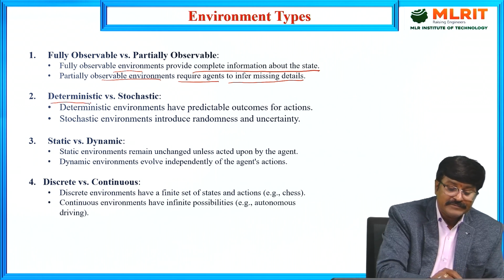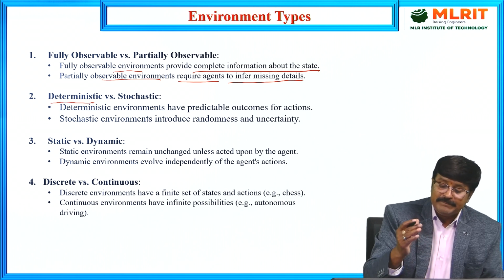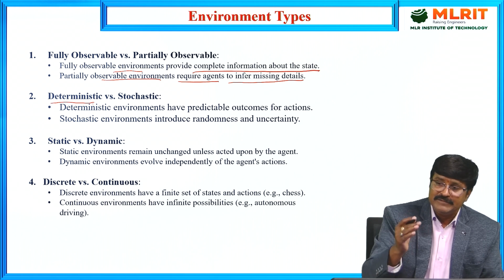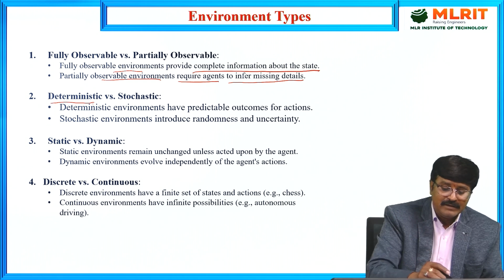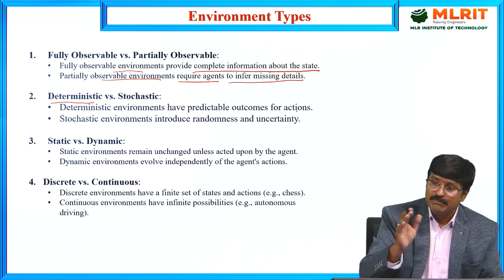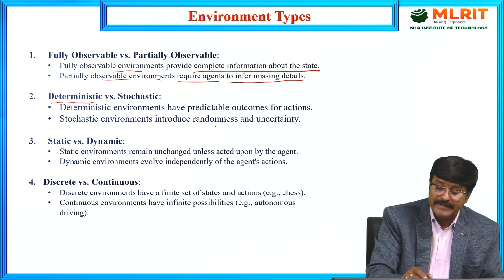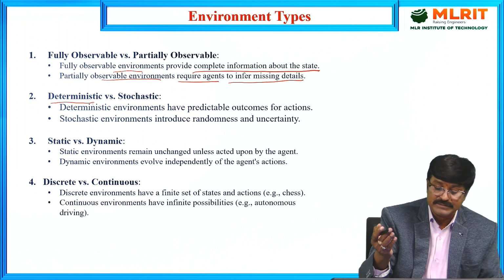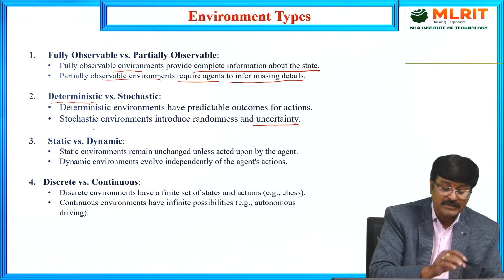So, deterministic versus stochastic. Deterministic means the outcomes are predictable for the actions, like in chess, where black and white pieces change in a determined way. Stochastic environment means it introduces randomness. You are getting the information randomly, based on statistical probability, and there is randomness and uncertainty in this. That is the stochastic environment.